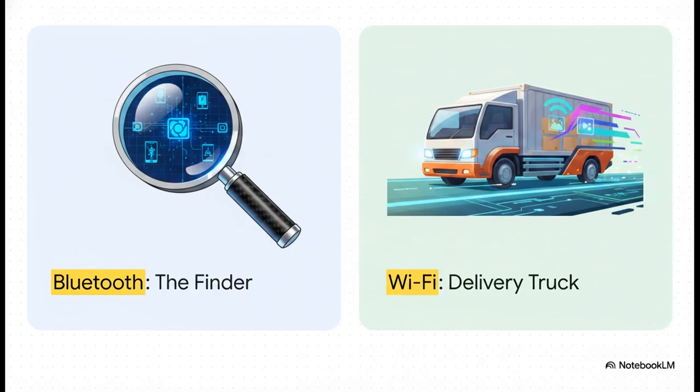Once that target is found, we immediately move to Step 2, which is Wi-Fi. But, and this is crucial, it's not your home Wi-Fi network. It creates a direct, peer-to-peer Wi-Fi connection between the two devices. So think of this direct Wi-Fi as the delivery truck. Because Wi-Fi is just so much faster and wider than Bluetooth, this delivery truck can move hundreds of photos in seconds or even huge videos in just a few minutes.